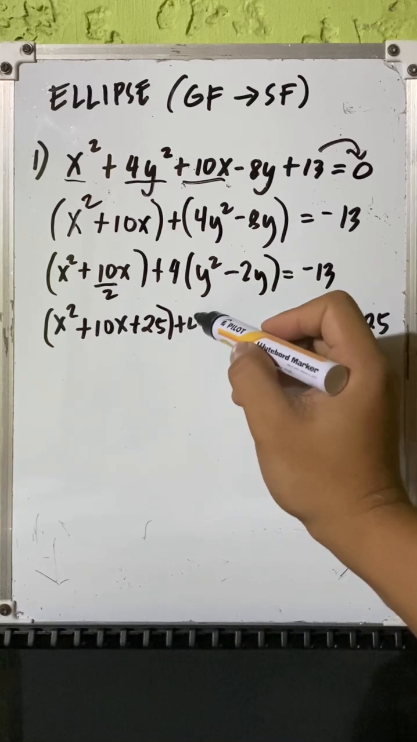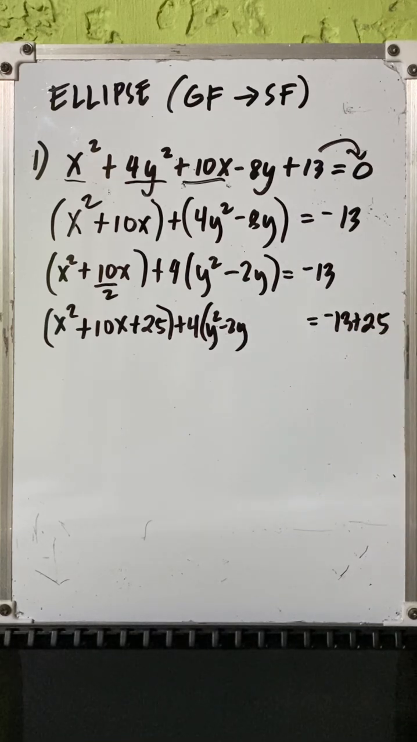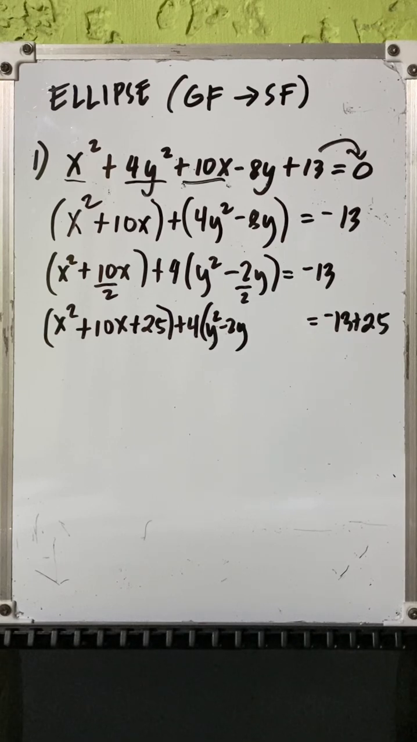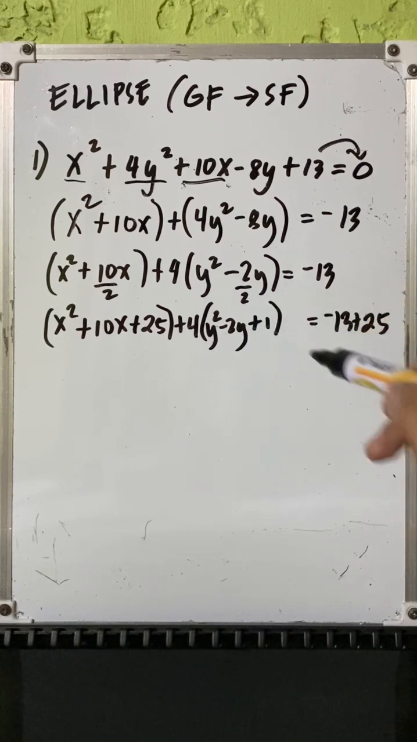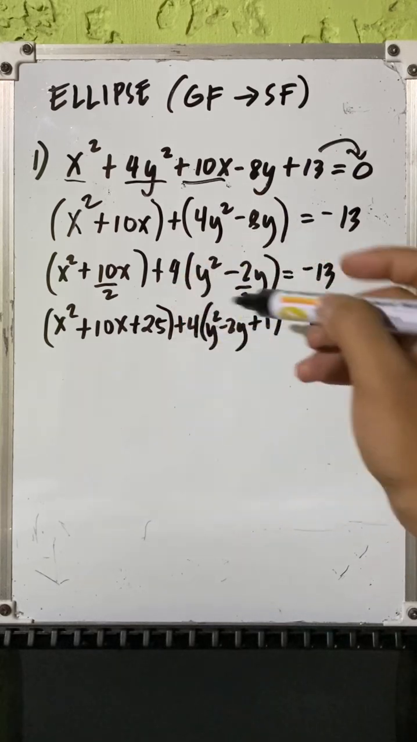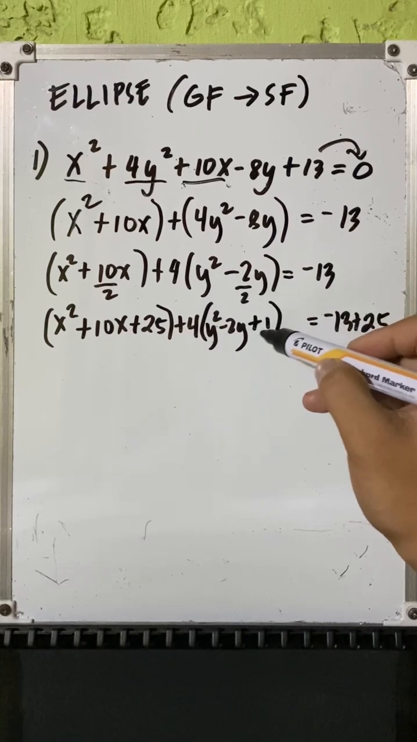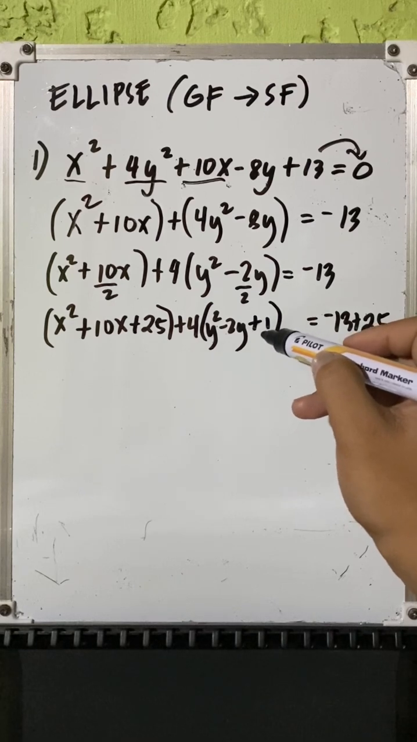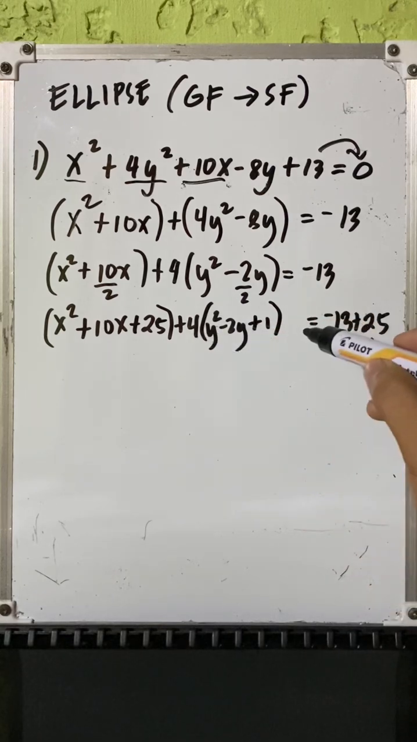And the next, plus 4 times y squared minus 2y. So that is negative 2 divided by 2. It's negative 1. Negative 1 times negative 1, or negative 1 squared, is plus 1. So what will you add here? Since you've factored out 4, what you added here is 4 times 1, that is 4. So you need to add 4, not 1. That is 4, because 4 times 1 is 4. This will be taken as an expression.